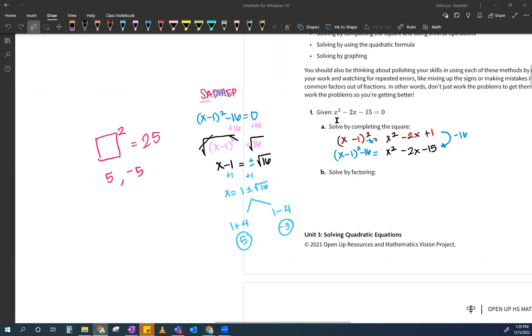5 squared is 25. 25 minus 2 times 5, that's 10. So 25 minus 10 is 15, and 15 minus 15 is 0. Yay, I got the right answer. And then I would check -3 the same way. -3 squared is 9. Minus 2 times -3 is plus 6. So 9 plus 6 is 15. 15 minus 15 is 0. That's one way to check it.